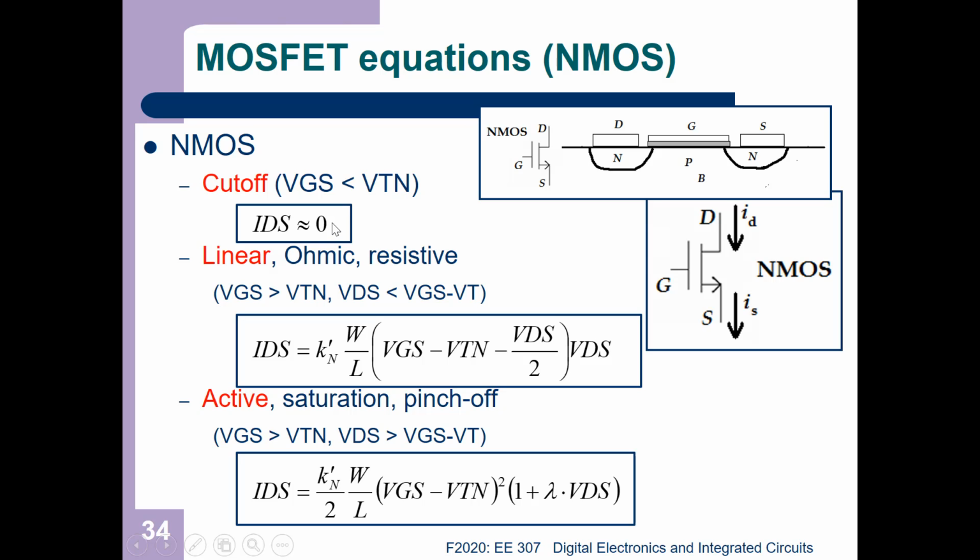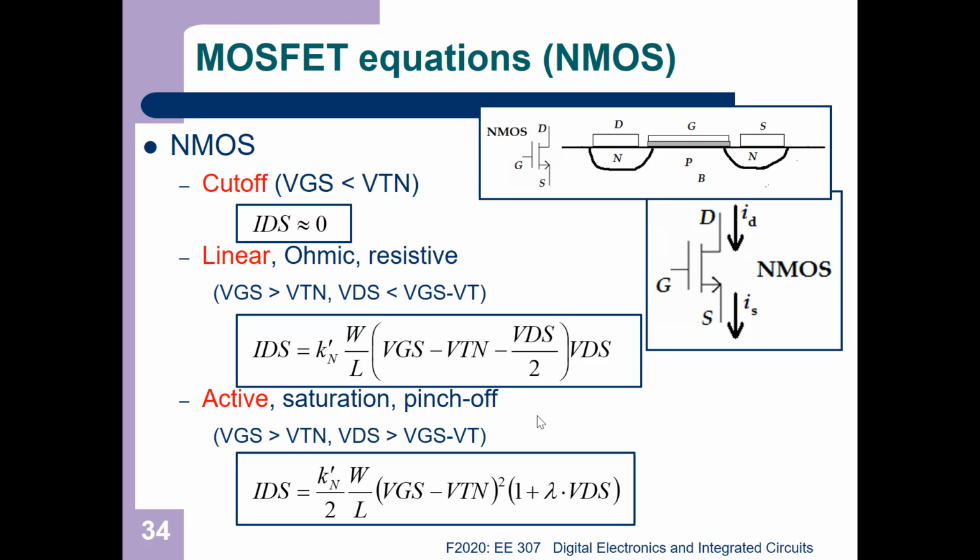It's a very small current. It may be nanoamps, but it still is not 0. And then there's linear, and there's active, which you may know as saturation or pinch off. If you use a different textbook, you use different names. I'm using cutoff, linear, and active, just because whatever I say about MOSFETs is probably true about BJTs, and whatever I say about BJTs is probably true about MOSFETs. And so we might as well talk about them at the same time.